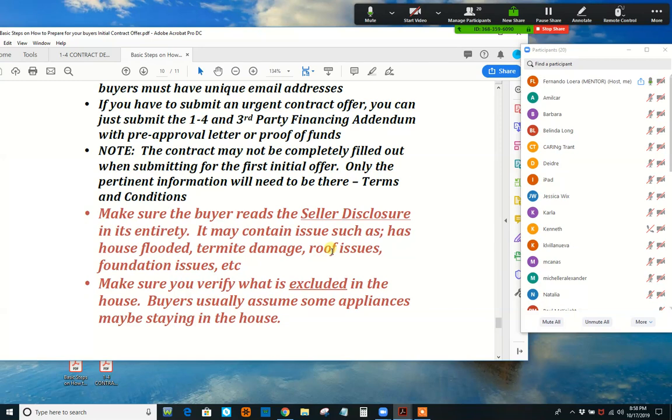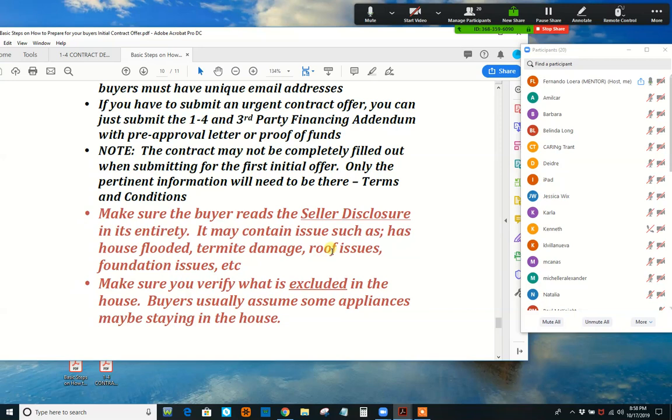It may contain issues such as the house flooded, termite damage, roof issues, foundation issues. I have one of my students. She did not look at the seller's disclosure, and then she's telling me to look at her submittal of the initial offer, and I went into it was attached to the MLS, and I said, hey, did you read the seller's disclosure? And she's like, no.